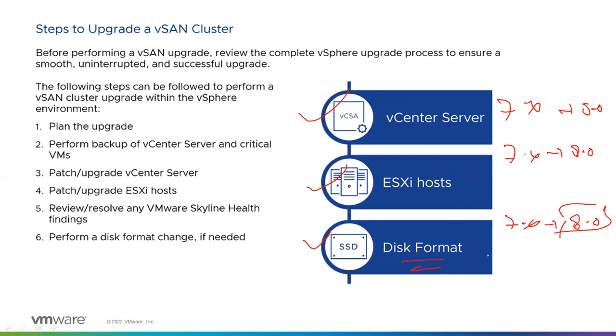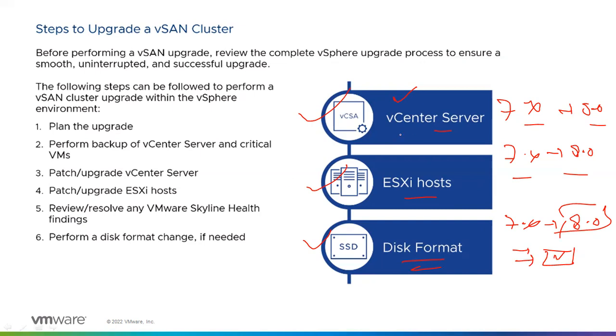Now the question comes: you know very well, the vCenter upgrade could have some downtime for the management console. ESXi hosts are done one by one, so your cluster will not be impacted at all. Does the disk format require any maintenance window, host in maintenance mode, shutdown, or something like that? No, sir. It's pretty straightforward, an online activity. In Skyline Health you will get a prompt; under disk format you will get a warning. Just click and upgrade. That's it.